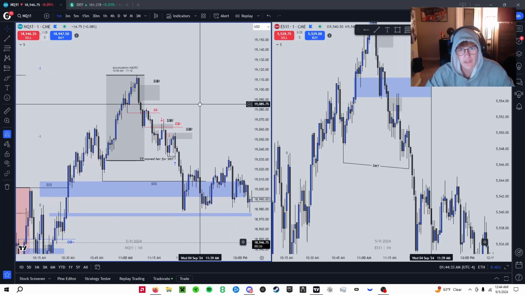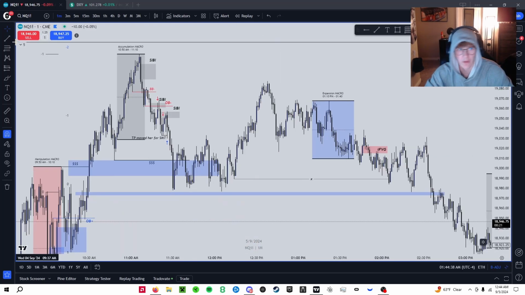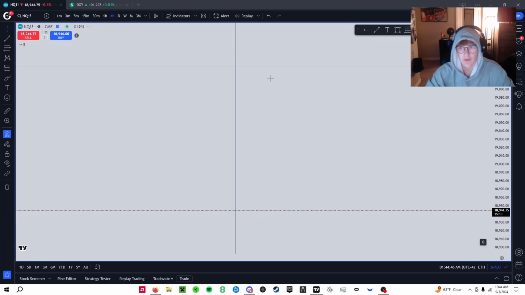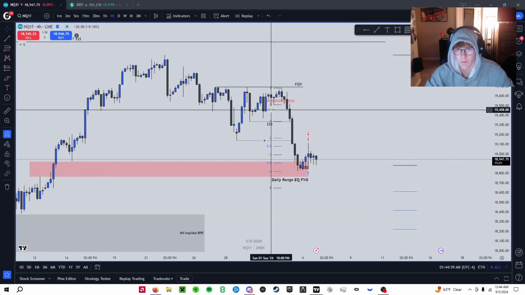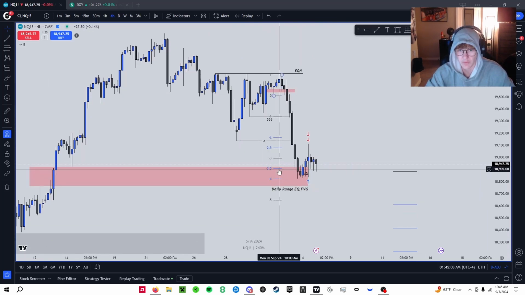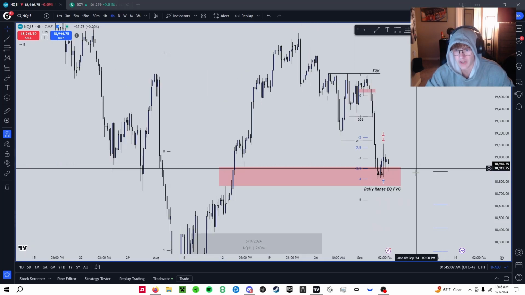One little short in AM session. So let me get more into some analysis about where I think we're going to be looking for price within this next week. If we look at the higher time frames on NQ here, our Monday reversal swing has a nice 3.5 to 4 standard deviation range inside of this daily range equilibrium fair value gap.